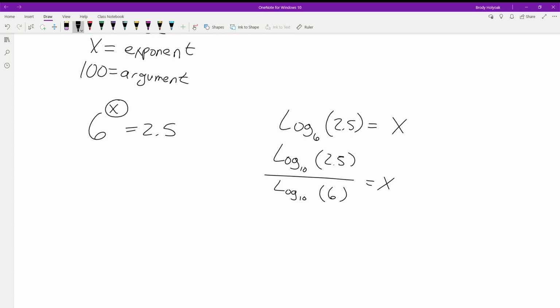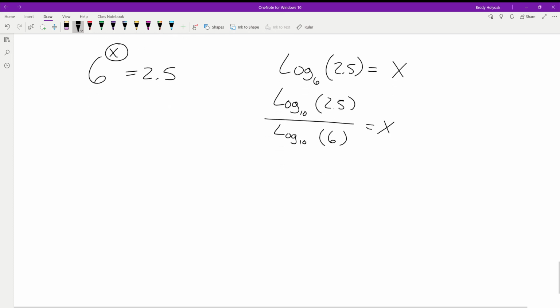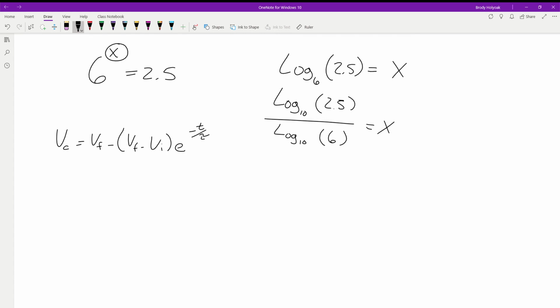What we have is a formula, and I'll show this to you guys. See if I can remember it right off the top of my head. So our V capacitor is equal to the V final minus V initial times, let's see, V final minus V initial times e to the negative t over tau. Yeah, it's an instantaneous voltage equation is what this is.